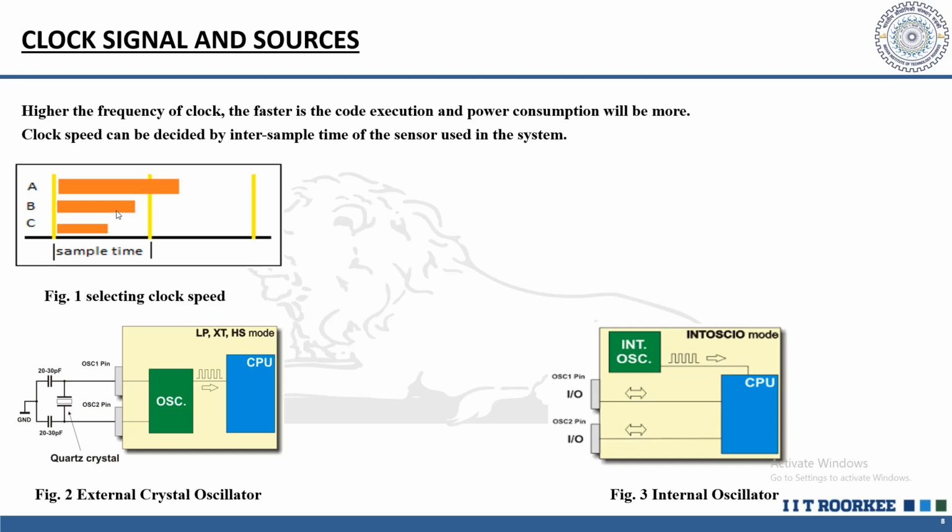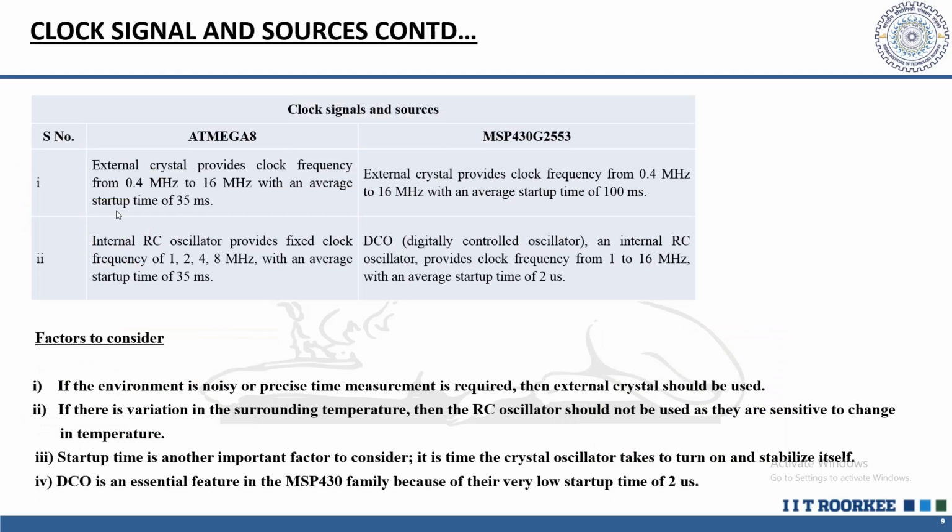Now, in any microcontroller, if we talk in a broad sense, there are two types of clock signal. One is external, which comes from an external crystal oscillator, and the second one is from internal RC oscillators. There is a comparison of clock signals and sources in ATmega8 and MSP430. Both external crystals can provide from 0.4 to 16 megahertz, and the difference is in the startup time. That is, a crystal oscillator takes some time to start and stabilize itself. So for ATmega8 it is 35 milliseconds, and for MSP430 it is 100 milliseconds.